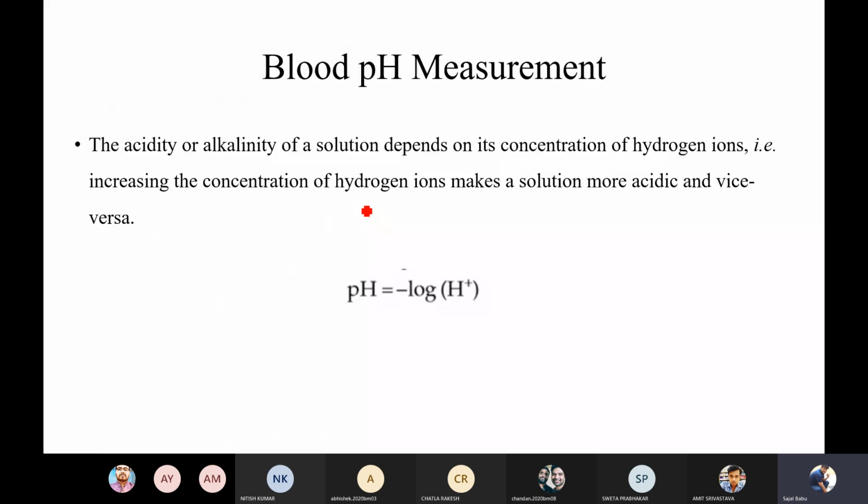Okay, so let us see what blood pH measurement is. Have you understood the previous slide? Yes, sir.